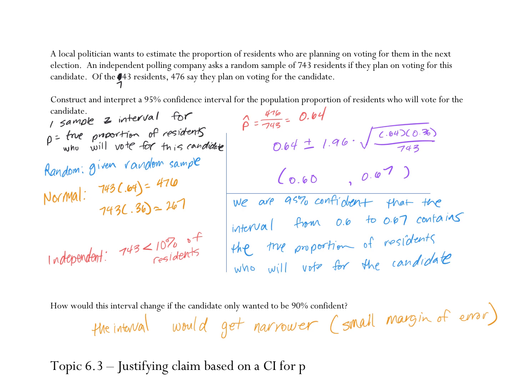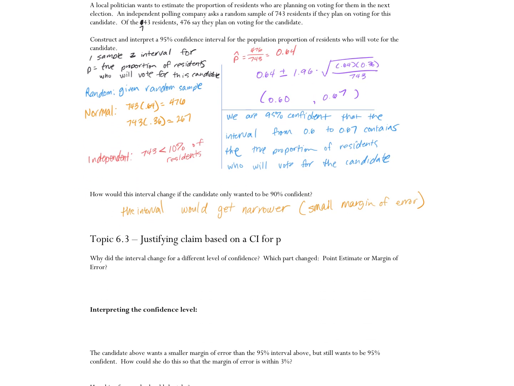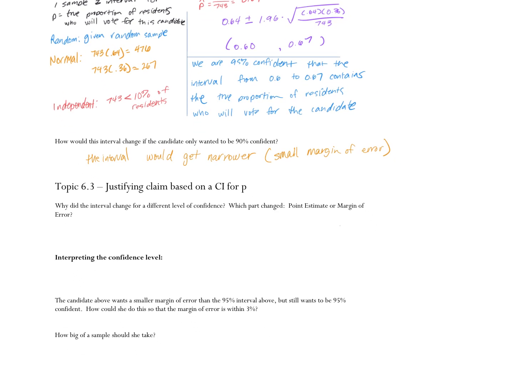All right, so if I were to ask you what are the two components of the margin of error, what would you tell me? There's two things that make my margin of error: Z-star, my critical value, and the standard error.